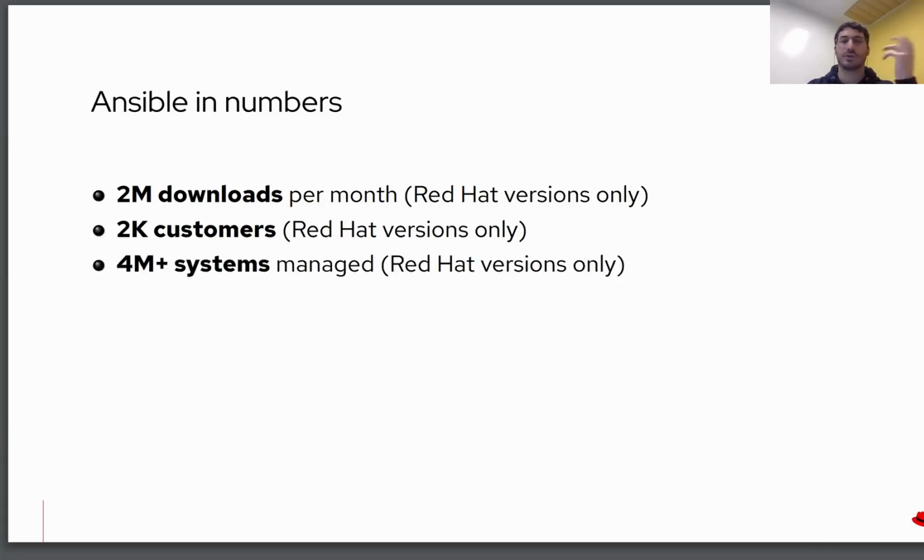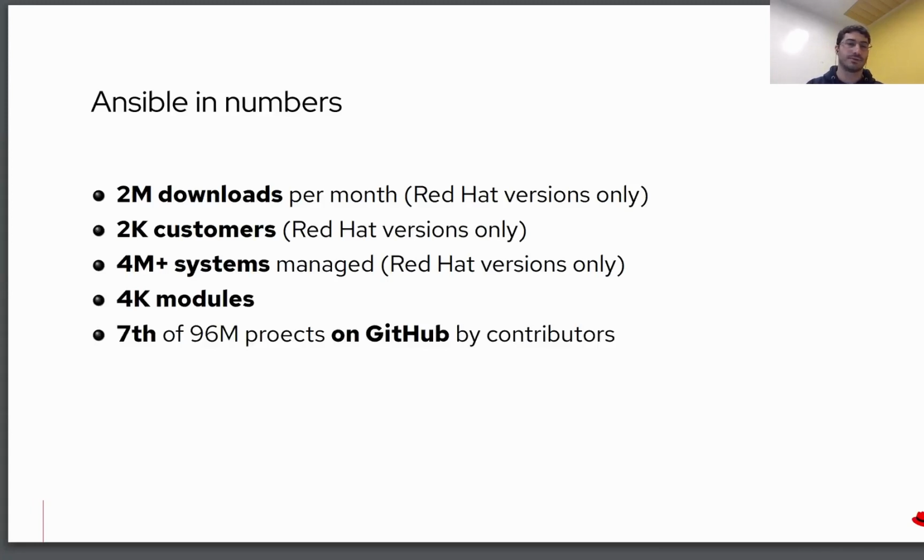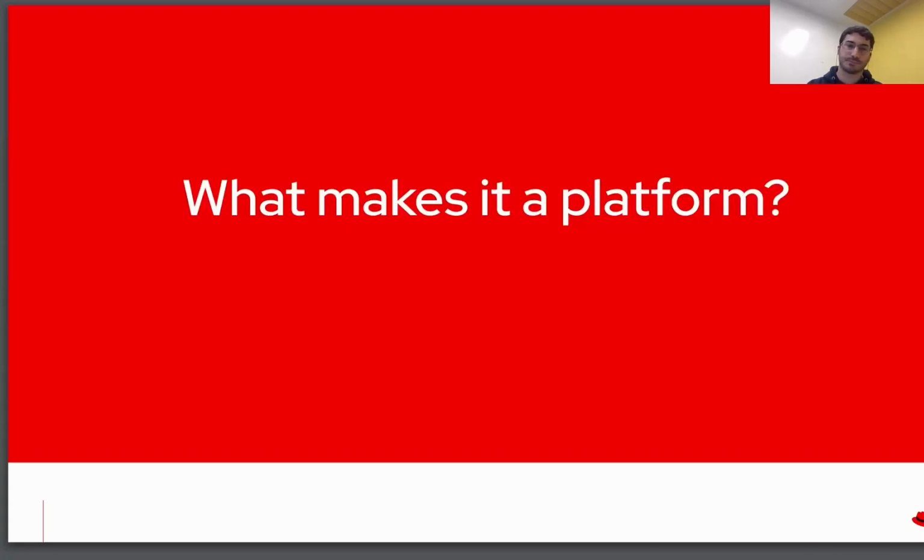And just to give you an idea, there are roughly 4,000 modules in the core collections, plus a few tens of thousands in additional collections that are from third parties. And it's also the 7th project on GitHub based on the number of contributors. So what makes Ansible Automation Platform a platform?